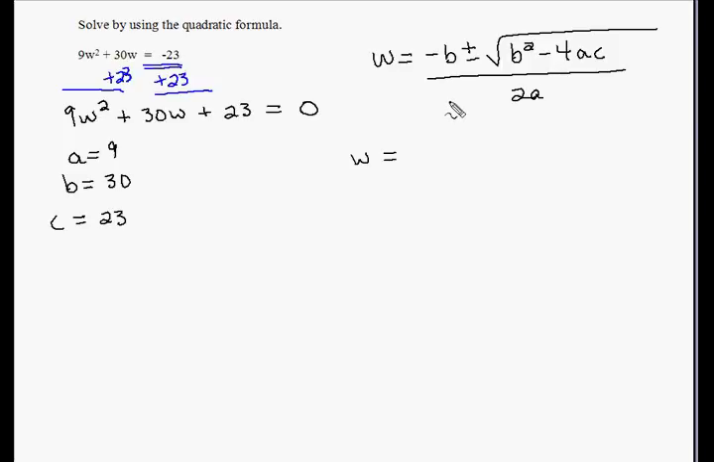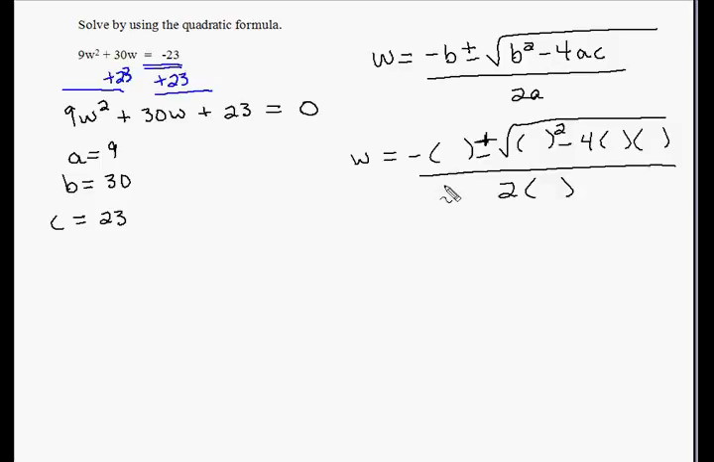So we have the quadratic formula. W is equal to the opposite of b plus or minus the square root of b squared minus 4ac, all divided by 2a. So we use parentheses so we can put in the values for those variables a, b, and c. The first value we need is b. B has the value 30. A has the value 9. It goes both here multiplied to the 4 and here in the denominator. And our c value is 23. And that goes just here inside multiplied to the 4 and the 9.